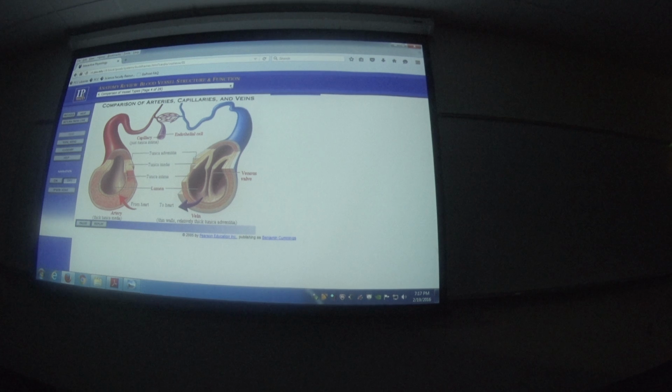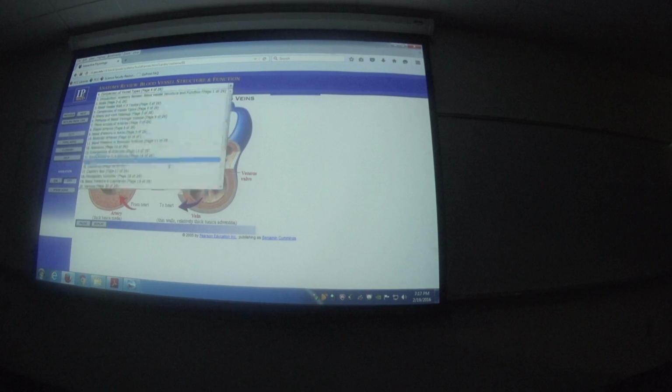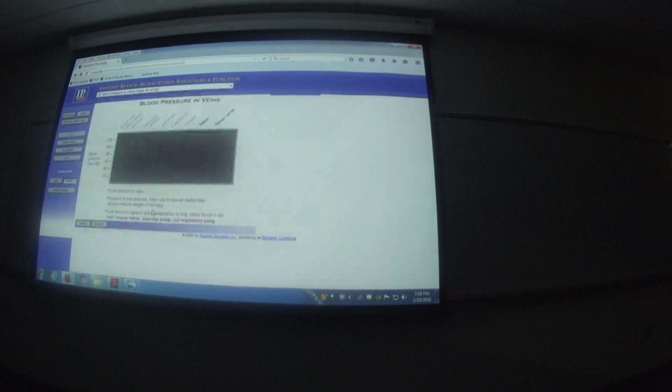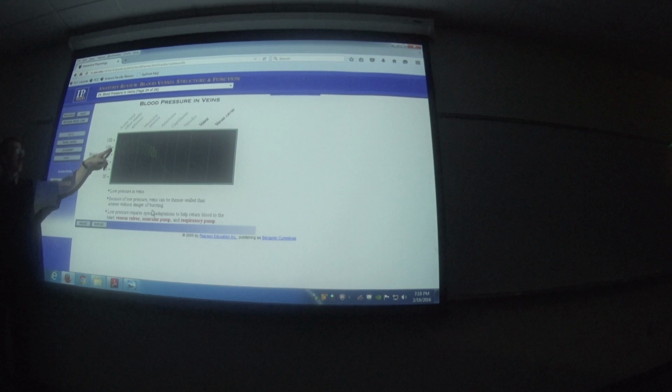So let me just walk you through blood pressure to understand this vein valve thing. So we're going to go down to this graph. It was hard to see. This graph is showing the pressure, the force in your blood. Okay, remember 120/80 is the usual. So here's my heart. Here's aorta.